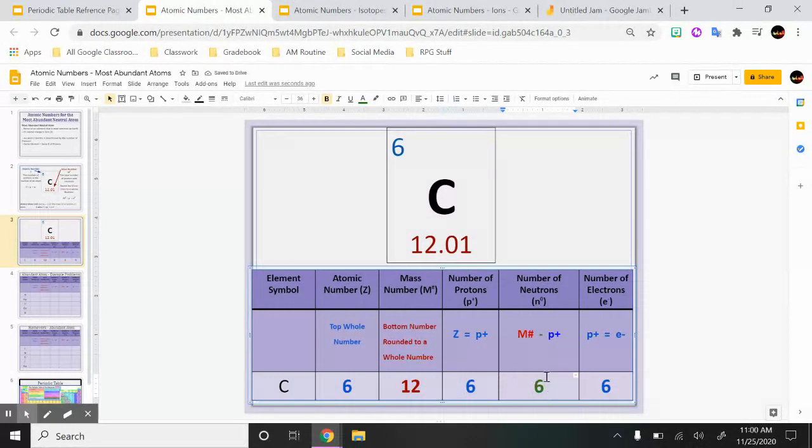Now, just for your own information, sometimes our neutrons are going to equal our protons and our electrons. Sometimes they're not. It just depends. So this time they all happen to be the same. They won't always be the same. So make sure to find your neutrons. You do mass minus protons equals neutrons.